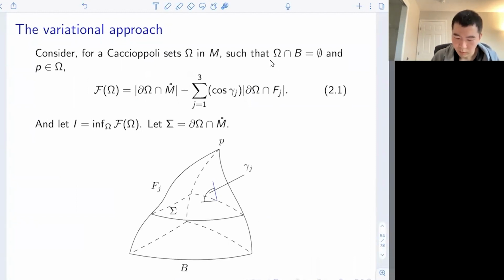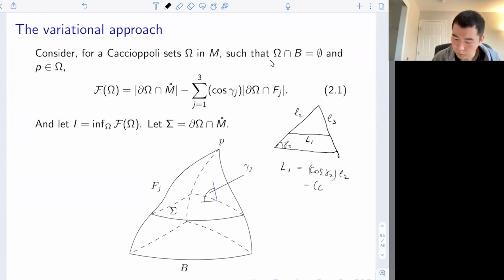Maybe it's easier to see it in a two-dimensional picture. In this case, you see that there are three numbers L1, L2, and L3. The functional in this two-dimensional picture would be the length L1 minus cosine of gamma 1, let's say gamma 2 times L2, and minus cosine of gamma 3 times L3.